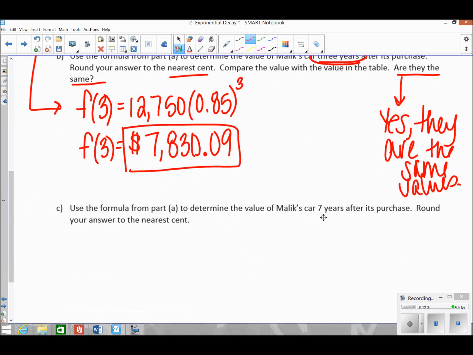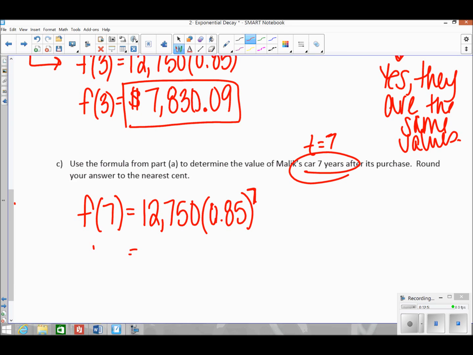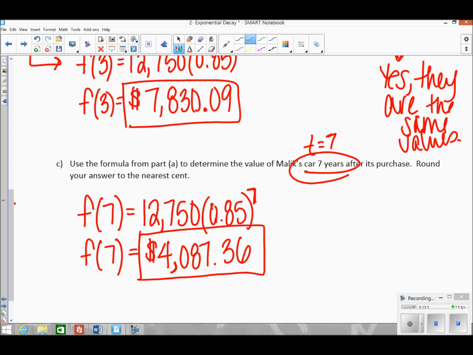So then this other question here is asking, okay, after 7 years now. So that means you're going to let t equal 7. So we're going to use the same formula, but we're going to plug in 7. So instead of t, you're plugging in 7. So when you do that, f of 7, so 7 is the input, you end up with 4,087.36, which makes sense that it's getting smaller. It should be getting smaller, remember, because you're depreciating.